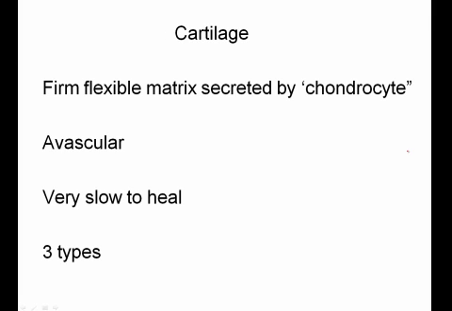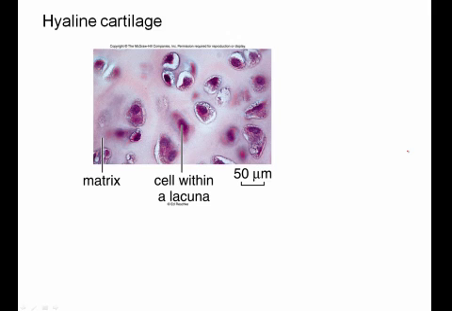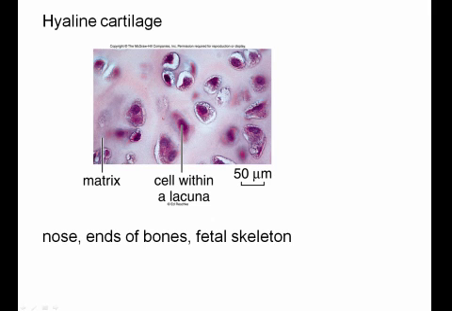There are three specific types of cartilage. The most common is hyaline cartilage. Cartilage is easy to recognize because you have this very distinct kind of bird's eye structure. That little circle is called a lacuna, which means little lake, and the chondrocyte, the living cell, is found within the lacuna, and then the matrix is secreted between the individual cells. Hyaline cartilage is found in the nose, it is found on the ends of bones, and also the fetal skeleton first develops out of hyaline cartilage and then later is converted into hard bone.